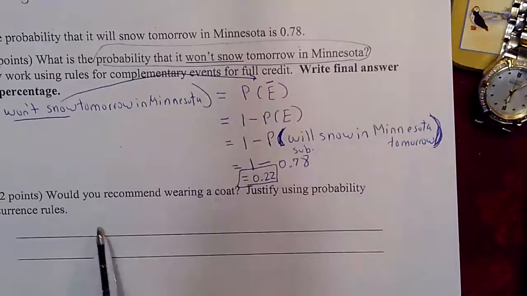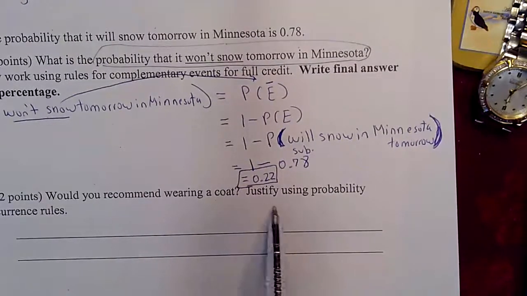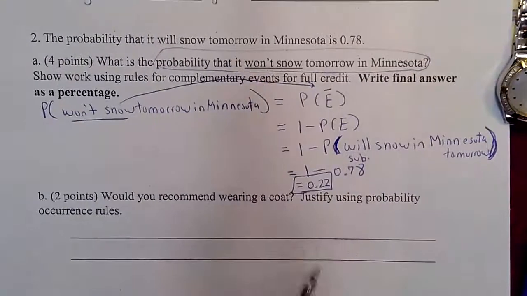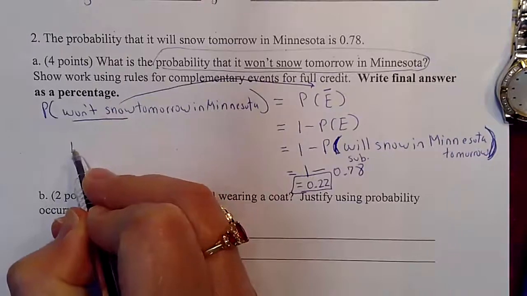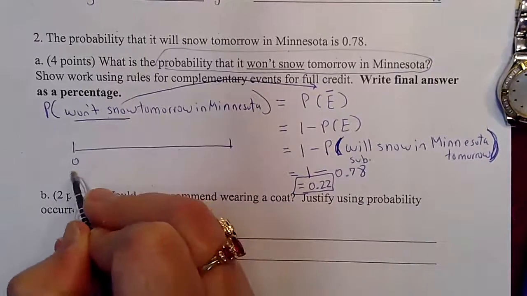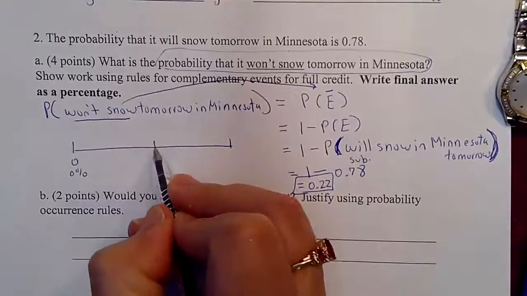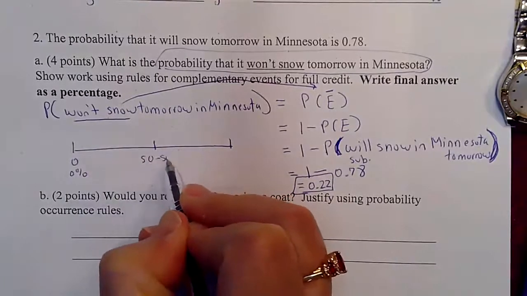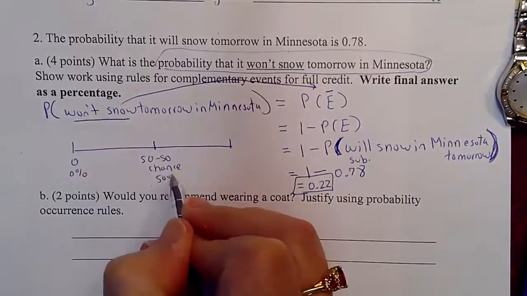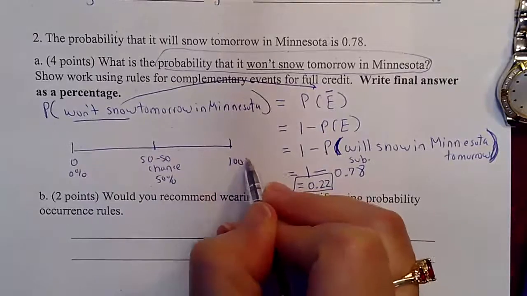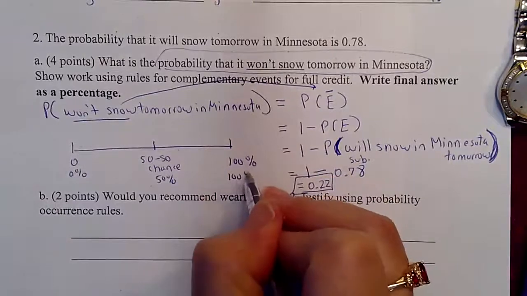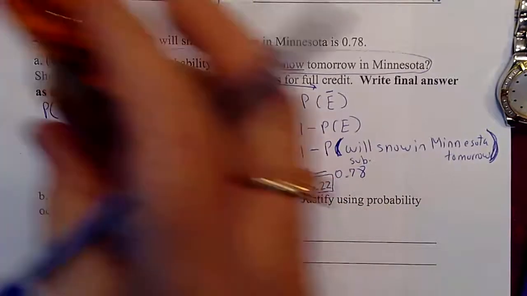Okay, then it says, would you recommend wearing a coat and then justify using probability occurrence rules? Okay, so they're talking about this idea here. So you have something at 0 or 0%, and then halfway you have the 50% chance. Then you have over here 100%, or one. So I should say 100% on the bottom and then one on top here.